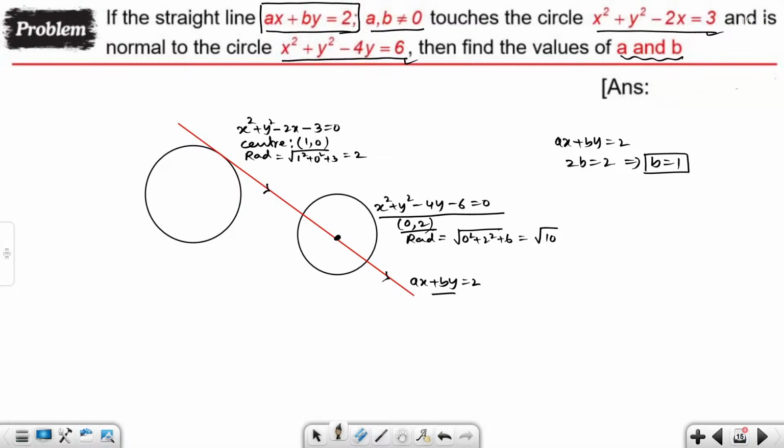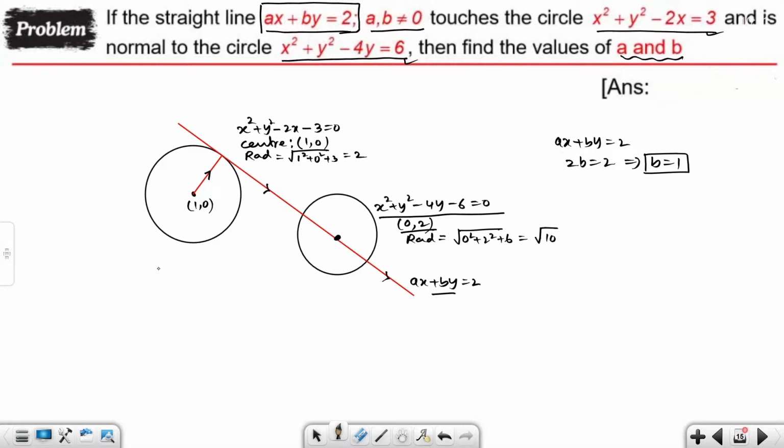Okay. So one unknown we have found. Now we have to find the second unknown, which is a. For that, I will use the same property as I have discussed. Whenever there is a tangent, all I will do is simply join the center with the point of contact. And when you join the center with the point of contact, this will be the radius of that circle. What is its center? Its center is (1, 0). So what is the perpendicular distance from the center to the tangent?